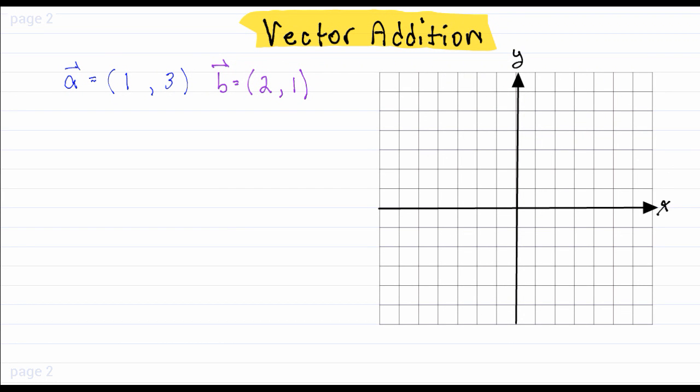Okay, let's talk about vector addition. So here I have two vectors. I have the vector A, which has an x component of 1 and a y component of 3, and the vector B, which has an x component of 2 and a y component of 1. And I'm just going to draw these two vectors.